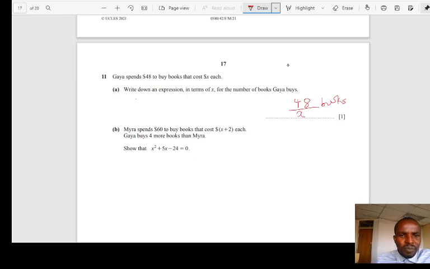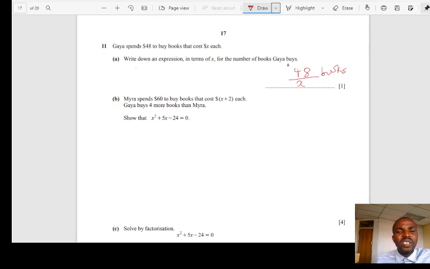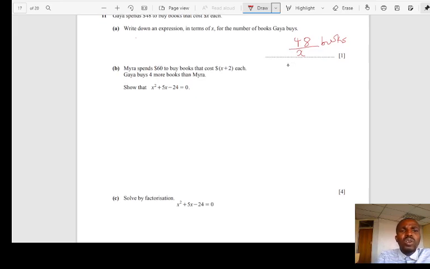Then next item, Myra spends $60 to buy books that cost x plus 2 each. Gaia buys 4 more books than Myra. You have to show that. Myra spends 60 to buy books, and Gaia buys 4 more. So if you take Myra's books plus 4, you get Gaia's books. So Gaia will be 48 over x, which equals Myra's books plus 4. Myra's will be 60 over the cost per book, x plus 2.